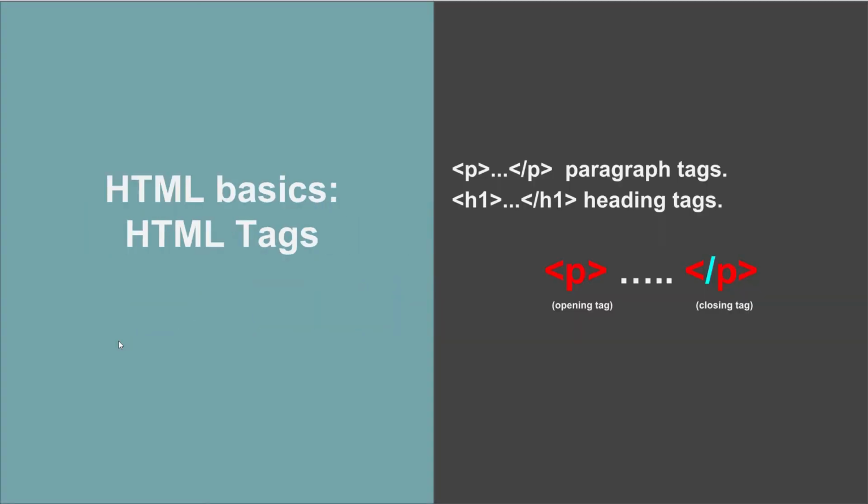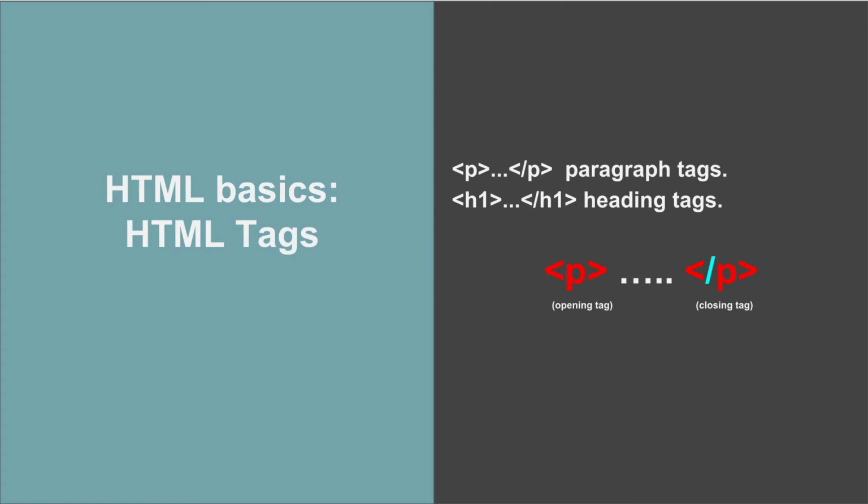Okay, so the first thing I want to cover is the HTML tags. All right, what are tags? So basically, every element that you create on the page consists of an opening and a closing HTML tag. If you look at my example here, I have a paragraph tag. We have the opening P tag, closing P tag.